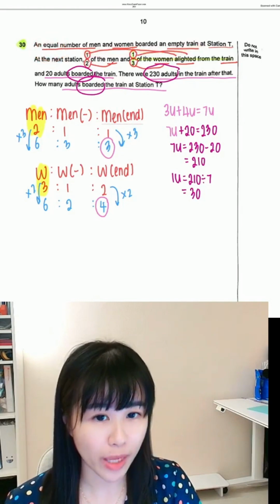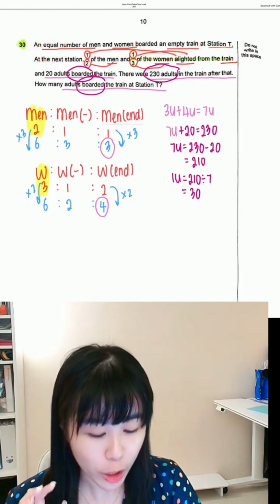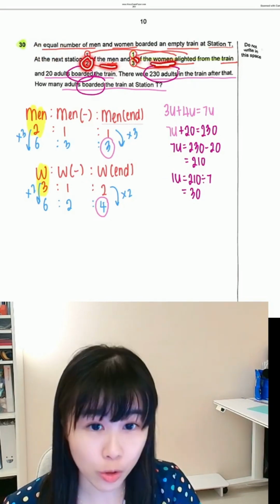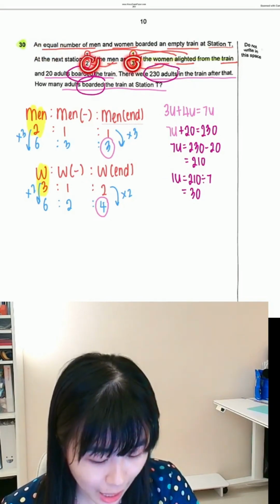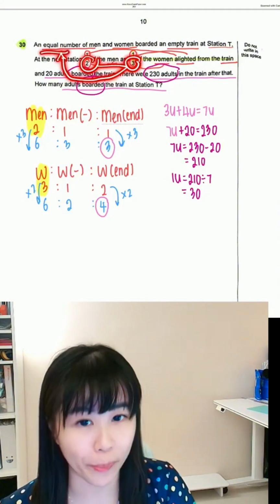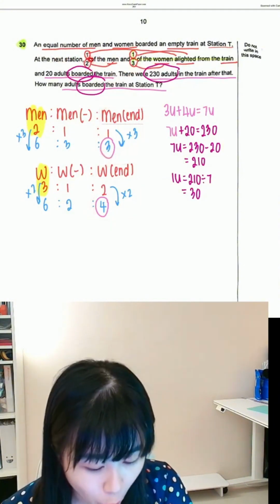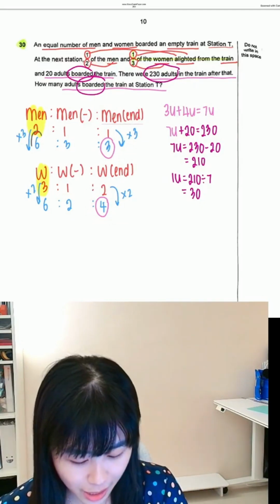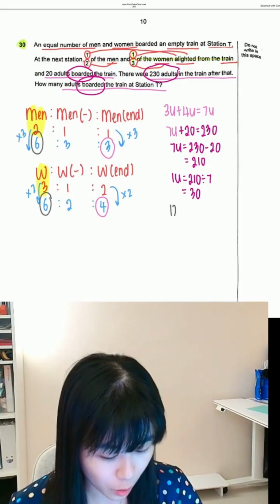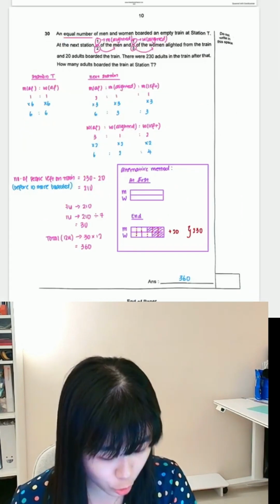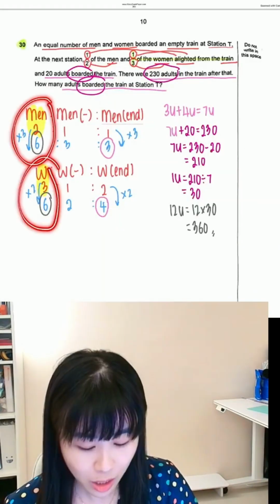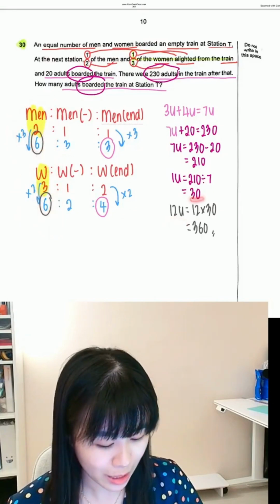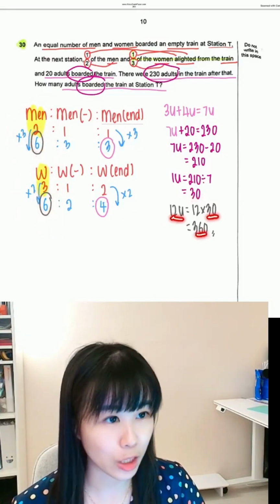Equal number of men and women boarded the empty train means originally the men at first, which is 2, and the women at first, which is 3. These 2 numbers are the ones that should be equal. Not the in-the-end one, but the original one. Men at first is 6, women at first is 6, so total 12 unit. 12 times 30. So it's 6 unit plus 6 unit, that's 12 unit. So if 1 unit is 30, 12 unit is 12 times 30 is 360.